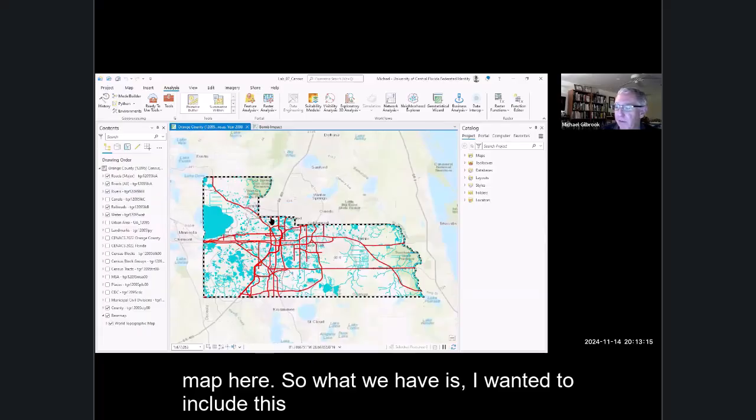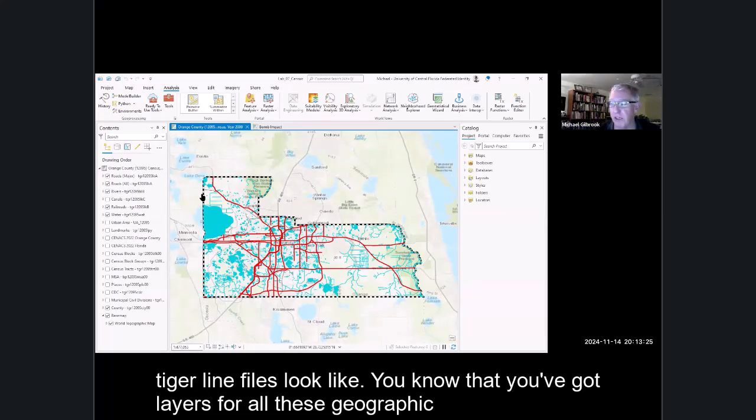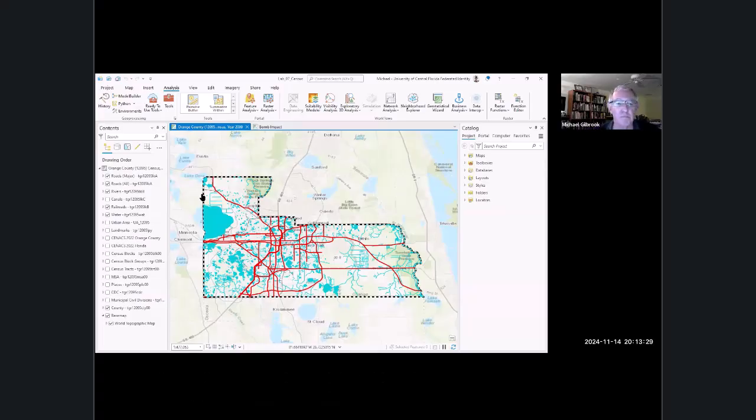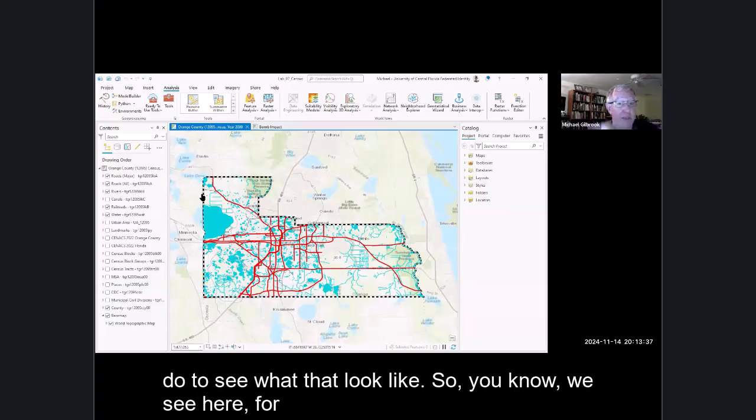So what we have is, I wanted to include this data from 2000 because even though it's 20 years old, it illustrates what the census TIGER/Line files look like. You know, that you've got layers for all these geographic things like roads and rivers and lakes and places. And I wanted you to see what that looked like.